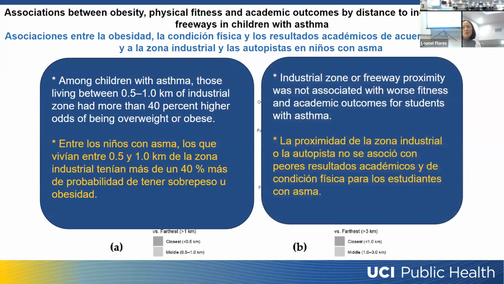So industrial zone or freeway proximity was not associated with worse fitness score or with worse academic performance for children with asthma. So basically, we found the impact of proximity to industrial zone and the proximity to the freeways for the asthma prevalence and for obesity, but not for their school academic performance.